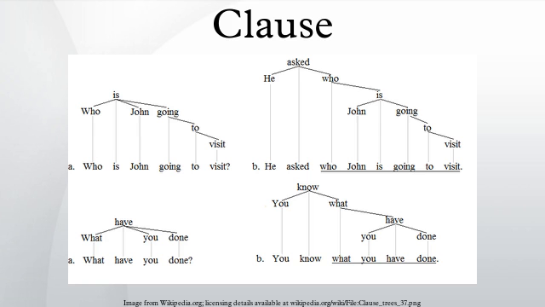One important aspect of matrix WH clauses is that subject auxiliary inversion is obligatory when something other than the subject is focused. When it is the subject that is focused, however, subject auxiliary inversion does not occur. A. Who called you? Subject focused, no subject auxiliary inversion. B. Who did you call? Object focused, subject auxiliary inversion occurs.